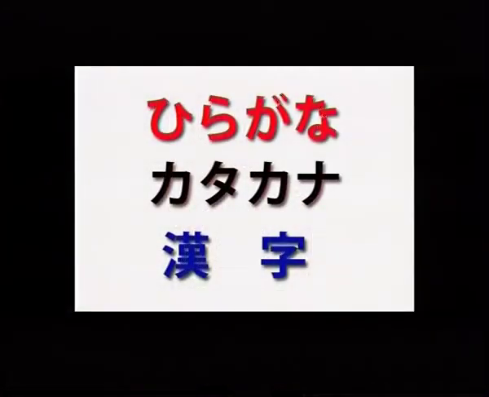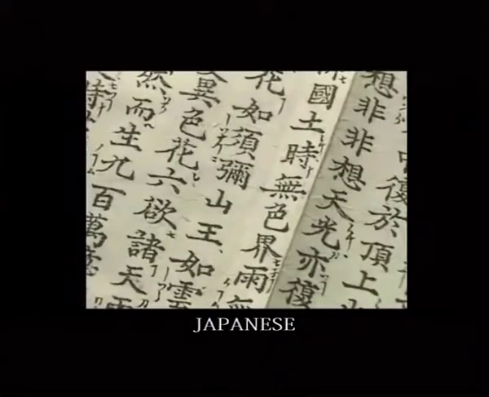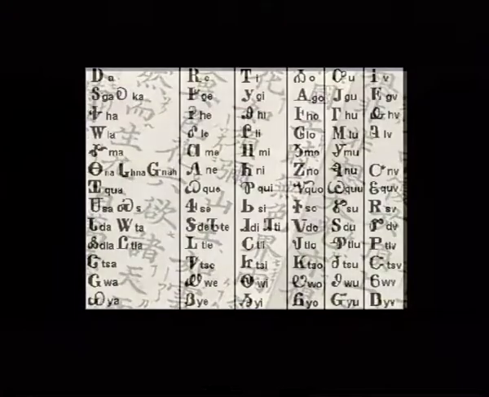Syllabic. In the syllabic system, a symbol represents not a sound but a syllable. In this system, the number of symbols needed for a given language is determined by the number of basic sounds used.